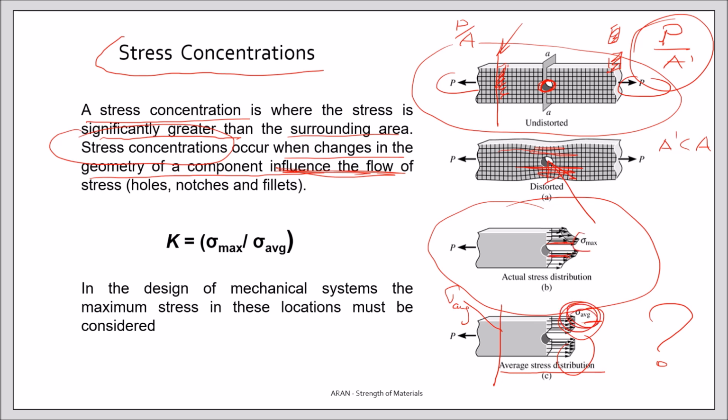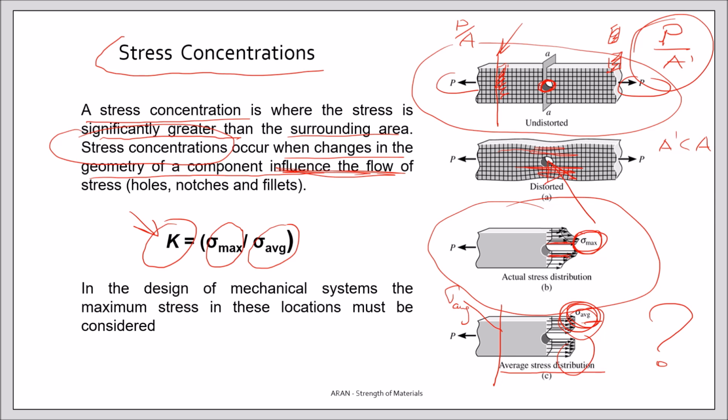We will have a higher stress than the surrounding area. We will have our sigma max. So the ratio of sigma max to the average stress is called K. K is the stress concentration factor.